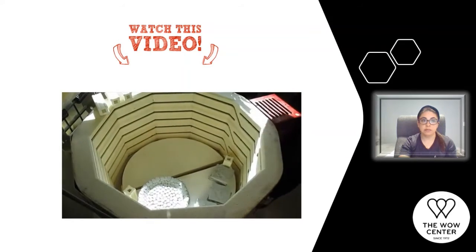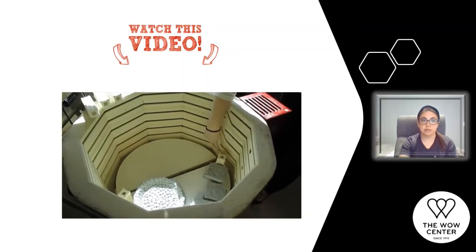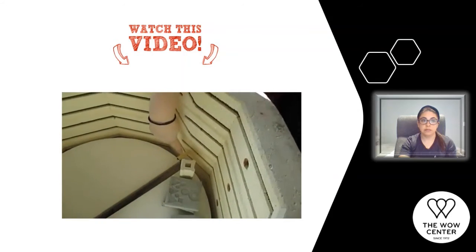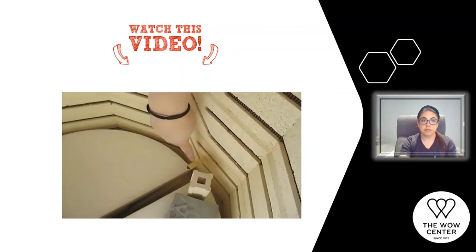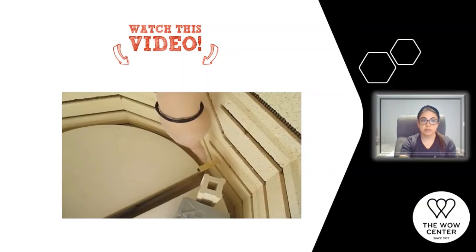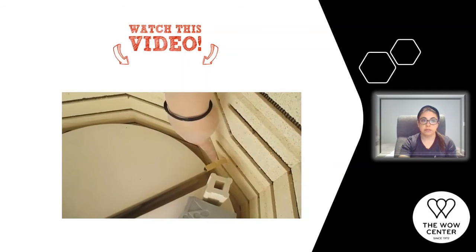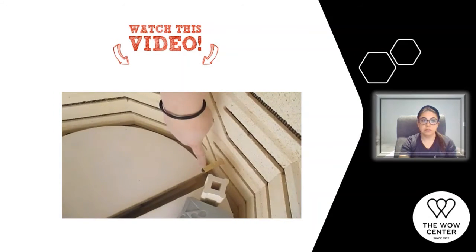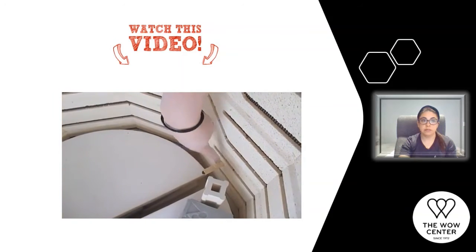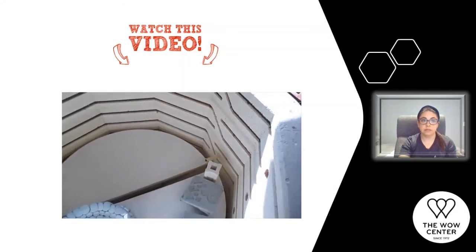Now, as I'm loading this, you can also see this little guy down here. He's like a thermometer for the kiln. He measures the temperature and how hot it gets inside. So this tells the kiln when to stop heating up or if it needs to heat up longer. So he's a pretty important guy, so I want to leave lots of room around him.